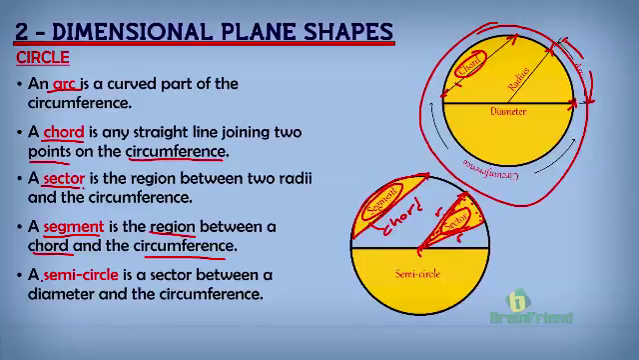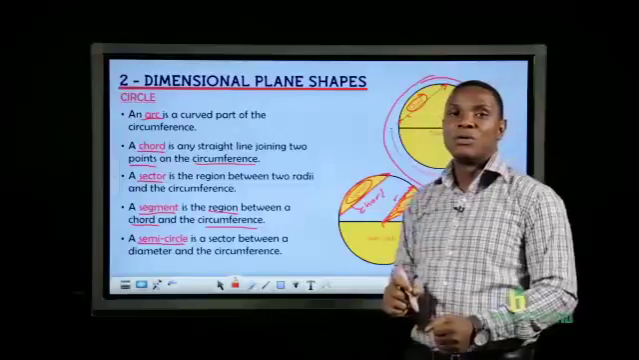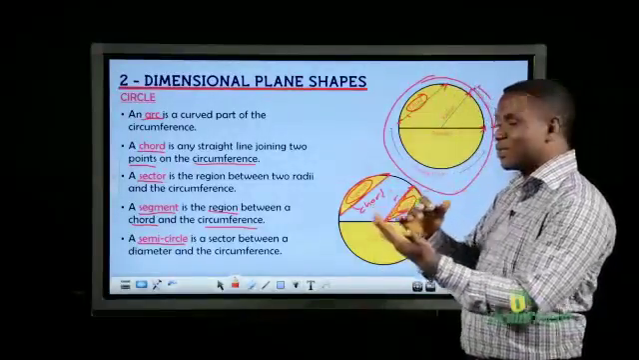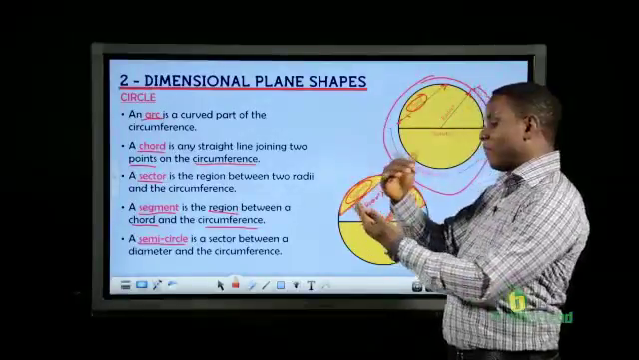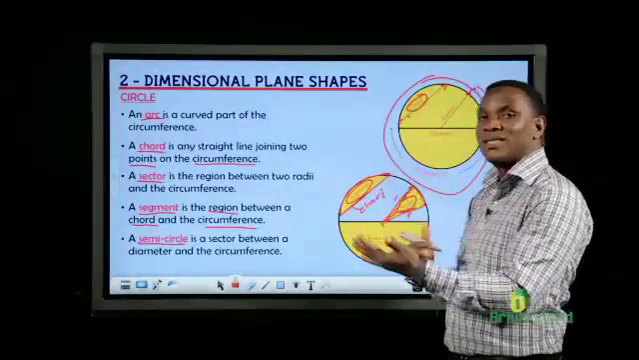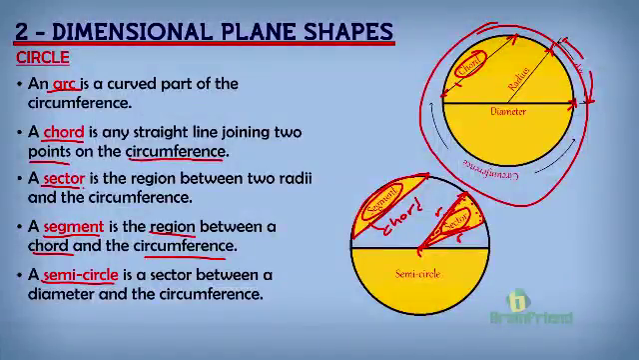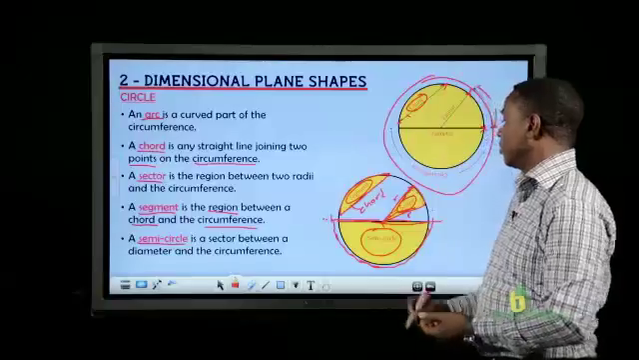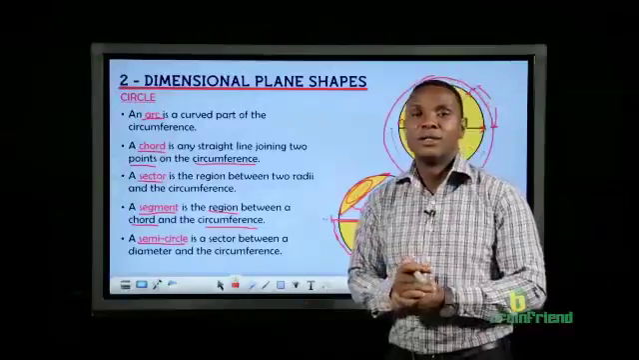And finally, a semicircle. A semicircle is simply a full circle that is cut in half. And if you cut a circle in half, you have 2 parts. Each part is a semicircle. 2 semicircles will make up 1 circle. So we have our semicircle here. It is the region between the diameter, this is our diameter, and the circumference. This is our circumference. So all the region between our diameter and the circumference will give us a semicircle. Or simply half of a circle gives us a semicircle.